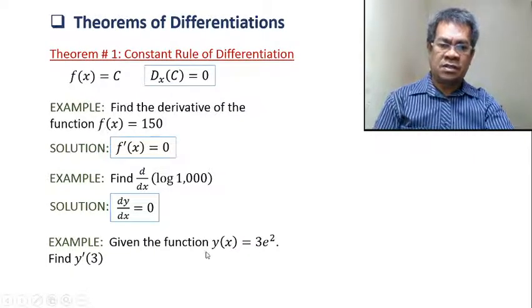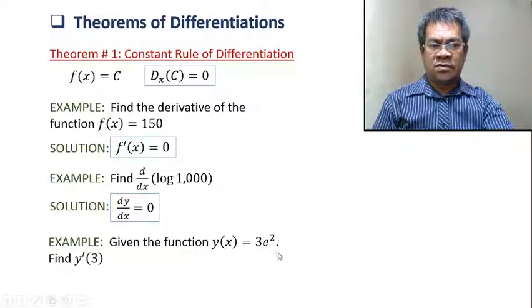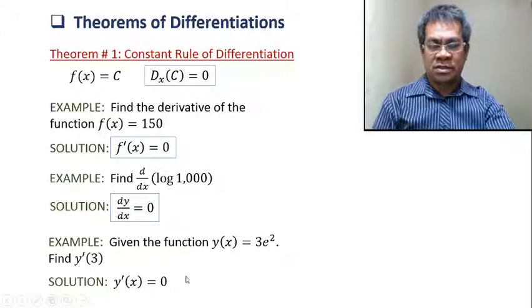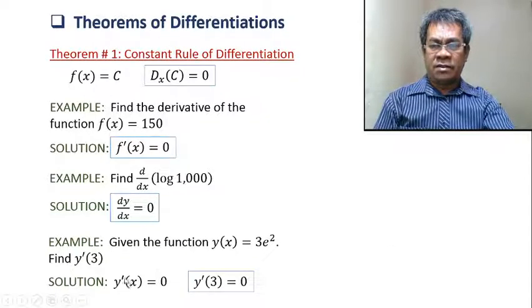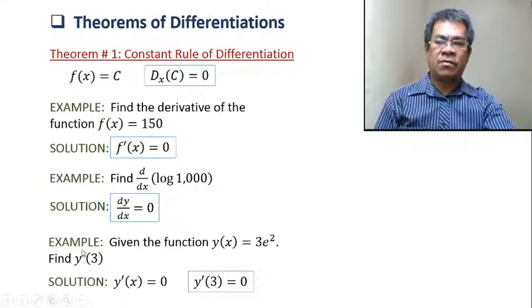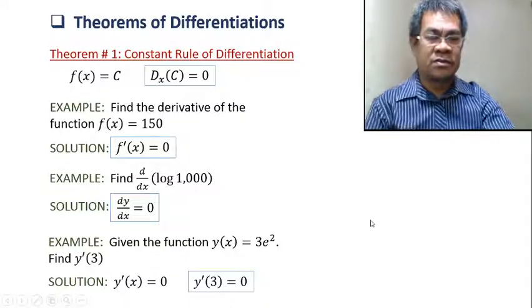Another example is if y is equal to 3e squared. Remember, e is the exponential constant, so this is a constant, 3 is a constant, and 2 is the exponent of the e. If you are asked what is the derivative of the function with respect to x, then the answer is always 0. Why? Because this is a constant function. Even with respect to 3, since there's no variable here, the answer is still 0. So the derivative of y with respect to 3 is also equal to 0.